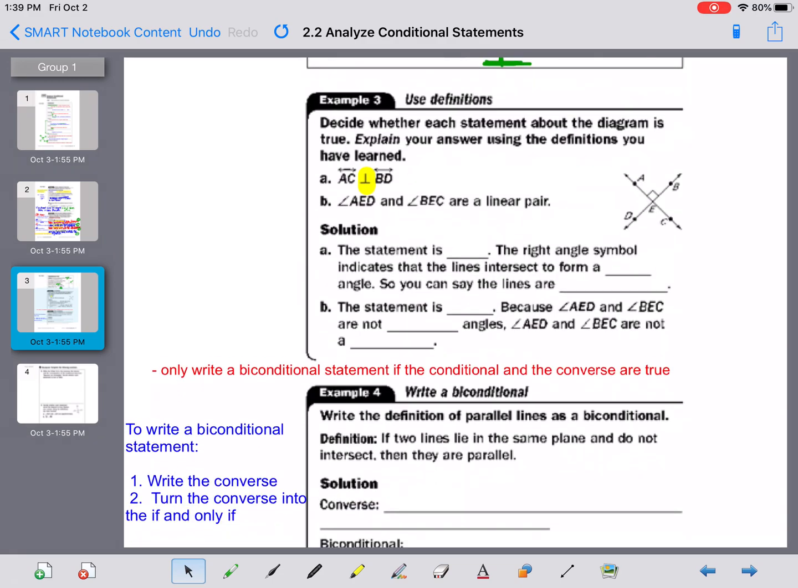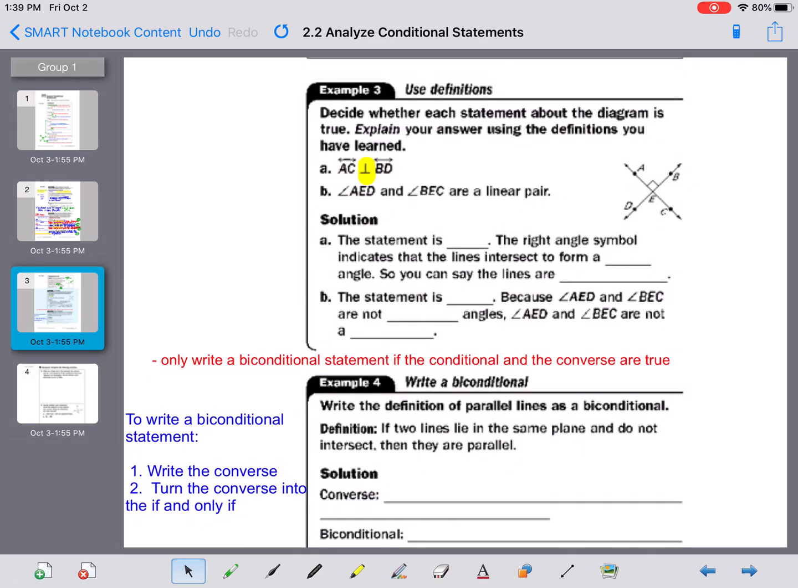All right, so let's look at example 3 here. It says, decide whether each statement about the diagram is true. Explain your answer using the definitions you have learned, okay? So it's asking you first, is line AC, that's this one right here, perpendicular to BD? True or false? Well, they give me that right angle, so I can definitely say true.